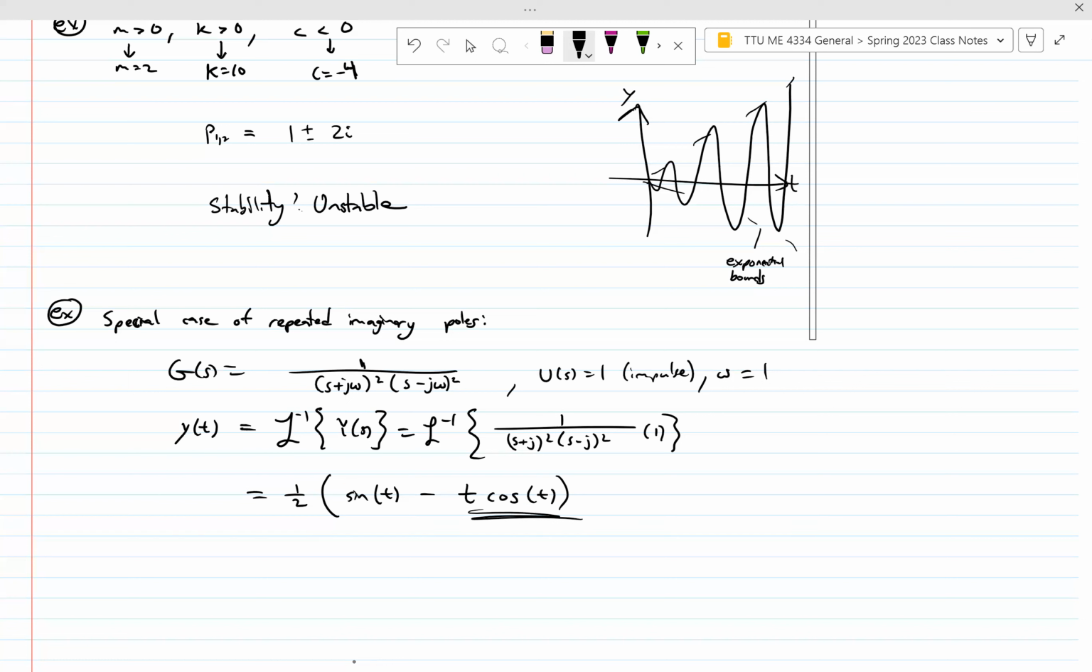We're not going to get exponential instability here, right? But this term will never die out. It's always going to be increasing: cosine multiplied by t. And that means that this thing is going to grow forever. And that is our special case for an unstable system. Very specifically, it happens with repeated imaginary poles. Repeated, as in there are two pairs, top and bottom, at the same magnitudes, and imaginary.